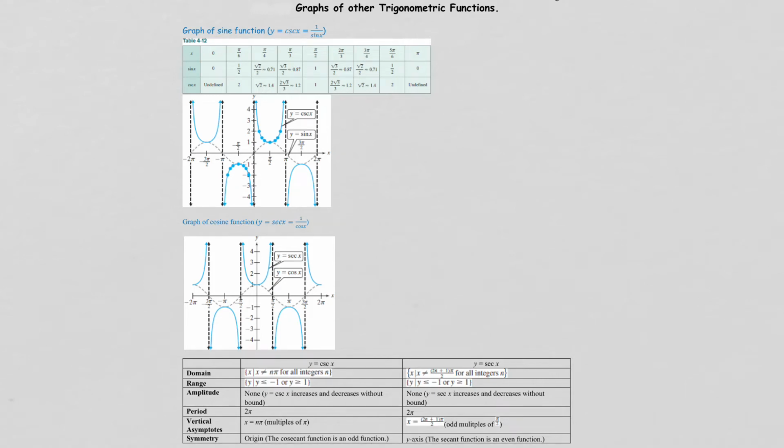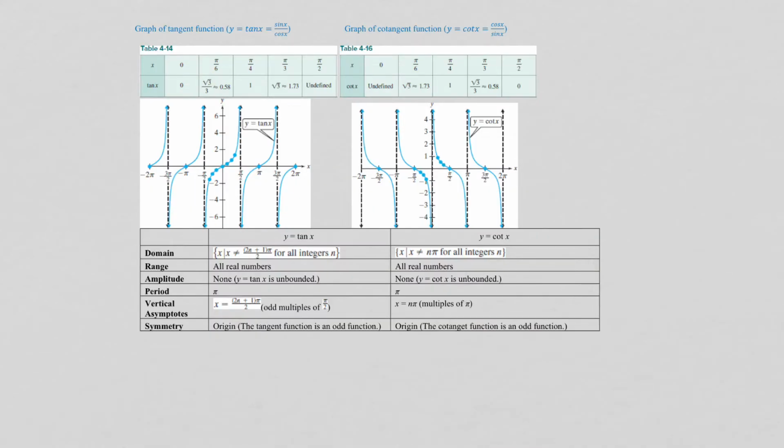Today's lesson, we're going to talk about graphing other trigonometric functions. Last lesson, we did sine and cosine graphs. In this lesson, we're going to do cosecant and secant. Also, we're going to look at the tangent and cotangent.